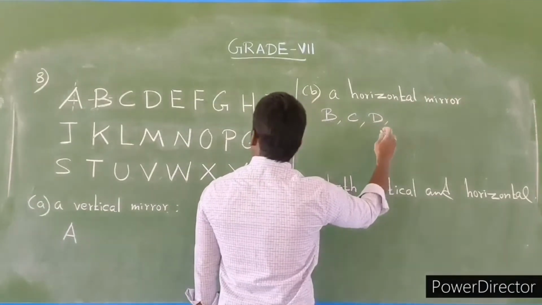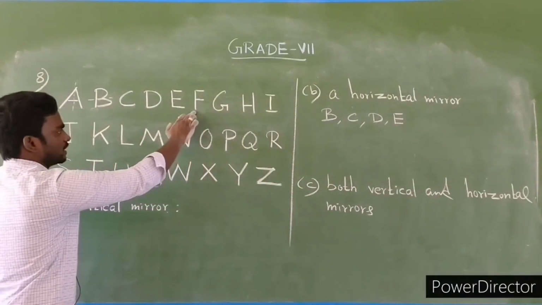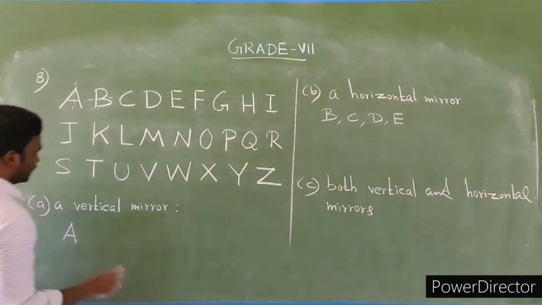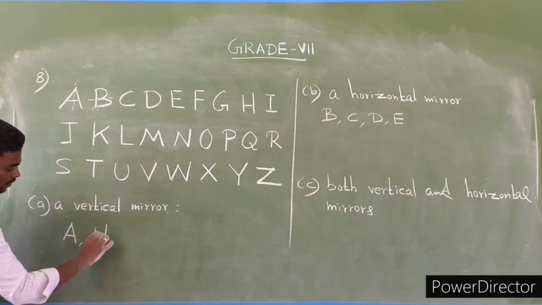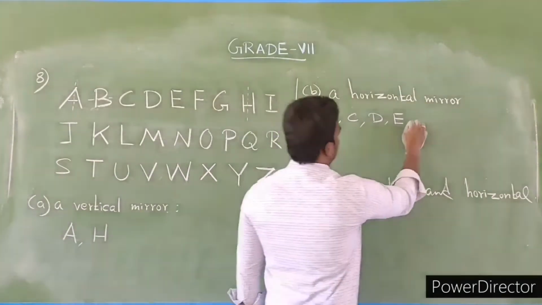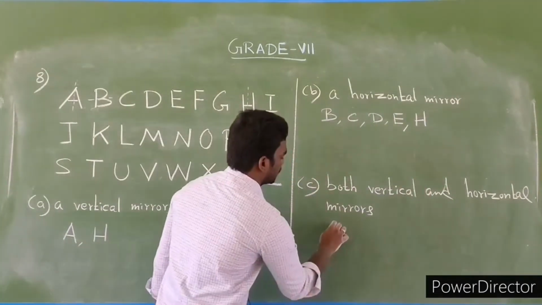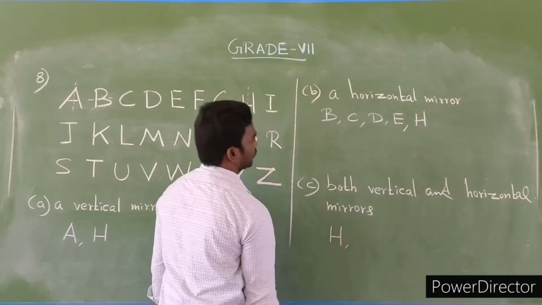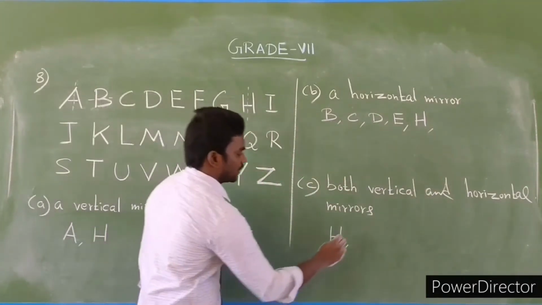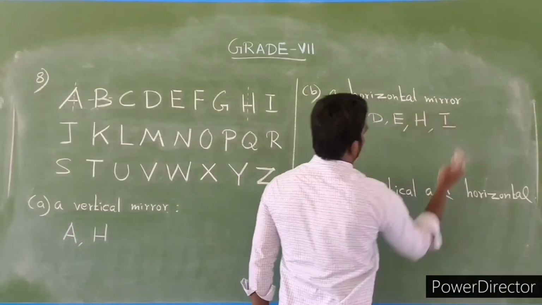D is also a horizontal mirror. E is also a horizontal mirror. But F is not a vertical or horizontal mirror. G is also not a vertical or horizontal mirror. So what is H? We know H has a vertical mirror. We can draw like this. And this is also a horizontal mirror. So the letter H is both vertical and horizontal mirror. Next, I is also both vertical and horizontal mirror.